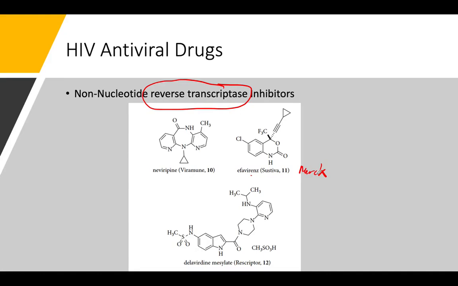I believe it was Rescriptor here was Pfizer in collaboration with another company called Upjohn, so Upjohn Pfizer. And then we've already mentioned nevirapine, Viramune. That's also a non-nucleoside reverse transcriptase inhibitor. And they were brought on the market by Boehringer Ingelheim. Okay, so these are some of the drugs that are available.